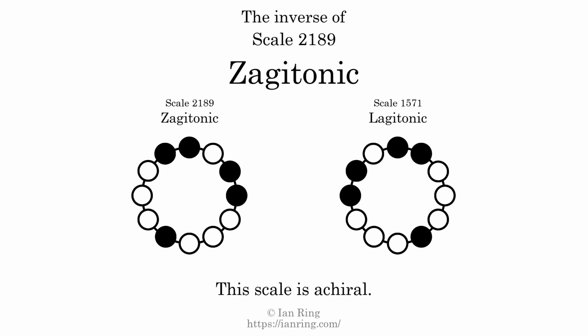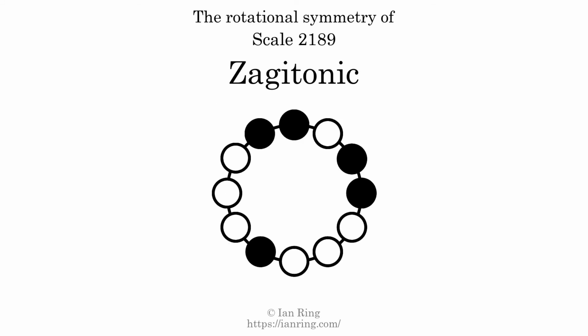The inverse of a scale is a mirror image. It is what you get when the sequence of intervals is reversed. The inverse of this scale is scale 1571, also known as Zagitonic. This scale is achiral, since it can transform into its own reflection by a rotational transformation. This scale has no rotational symmetry.